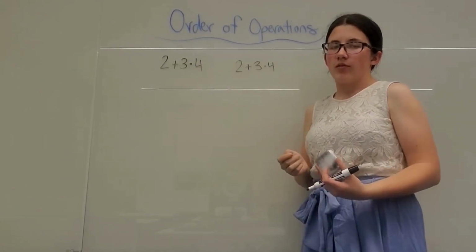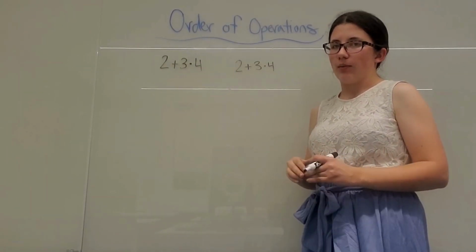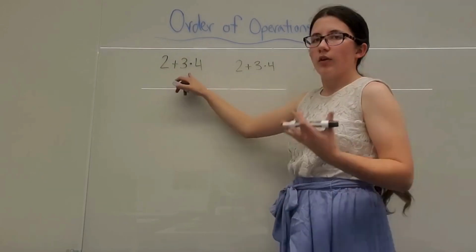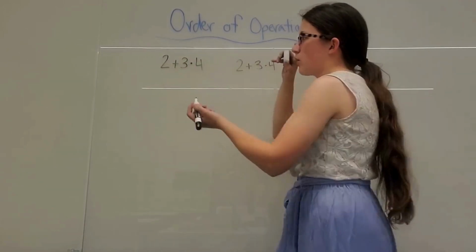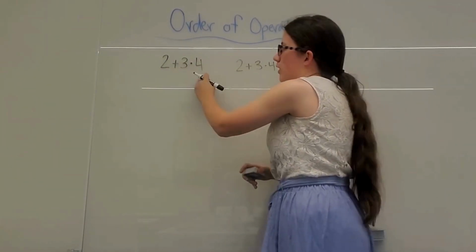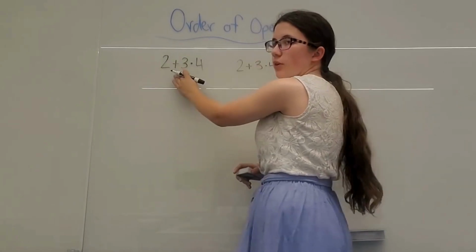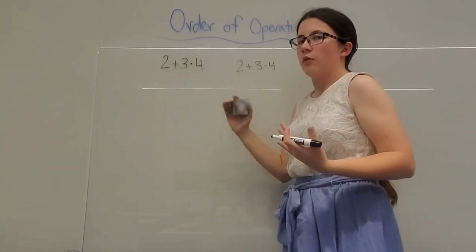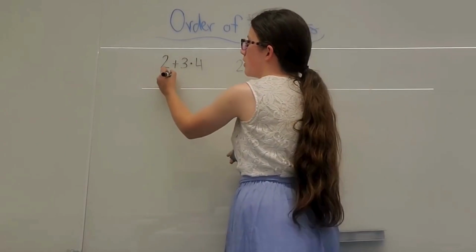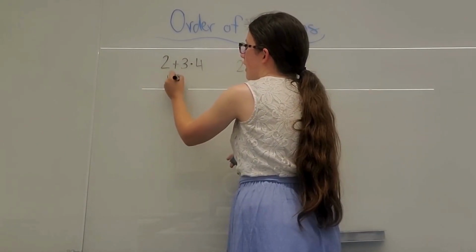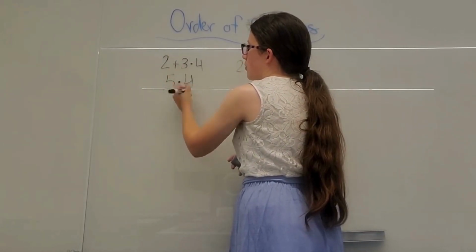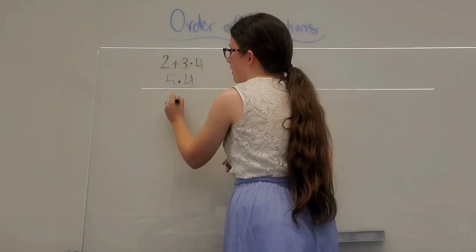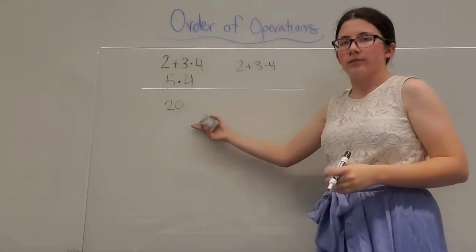One of them I'm going to solve the wrong way, and one of them I'm going to solve the right way. So first of all, we're going to do it the wrong way. We are not going to work from left to right because if we do that, as in this case, we're going to be doing our addition before multiplication. So if you do that, you're going to get 5 times 4, and then you're going to get 20.